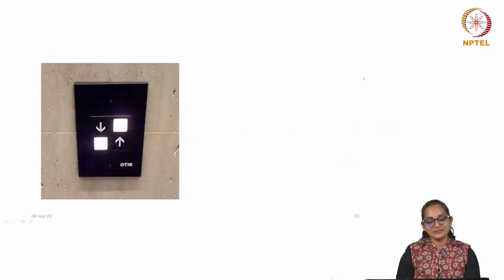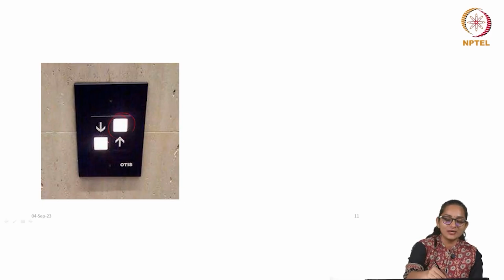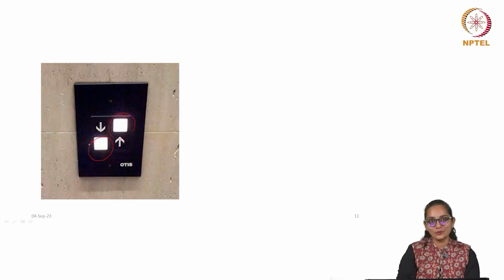Some more examples, very interesting examples. Which button is for which? So, these are elevator buttons, that is pretty clear. I want to go up, which one do I press? And I want to go down, which one do I press? Up ke liye this one or this one? Is there any way to know? I don't think so. This is really funny.